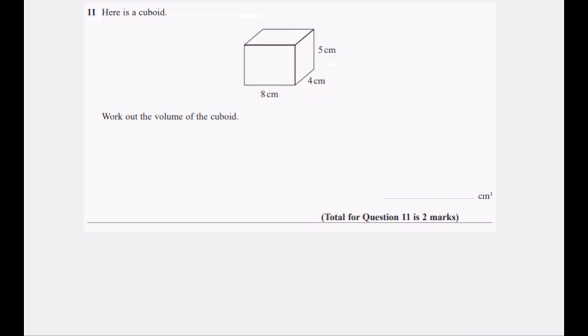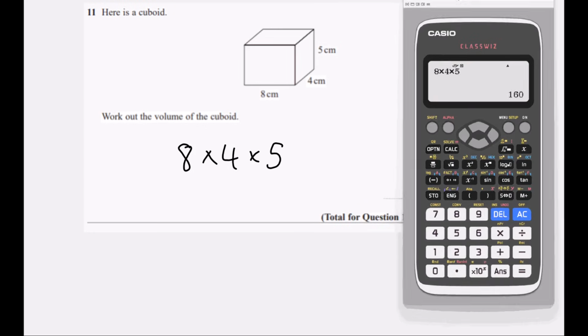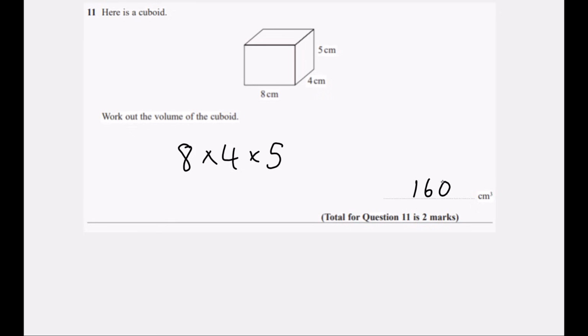Question 11. Here is a cuboid. Work out the volume of the cuboid. So the volume is length times width times depth. 8 times 4 times 5. We times the numbers together. 8 times 4 times 5 is 160 centimeters cubed.